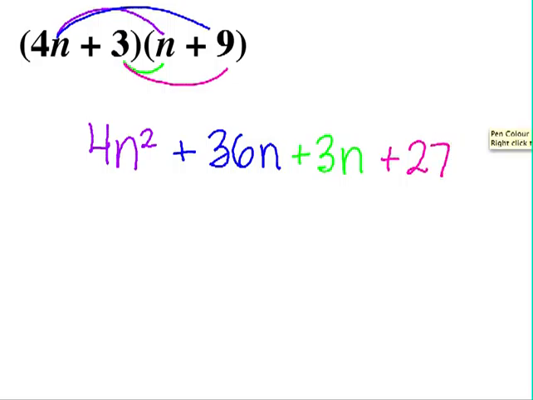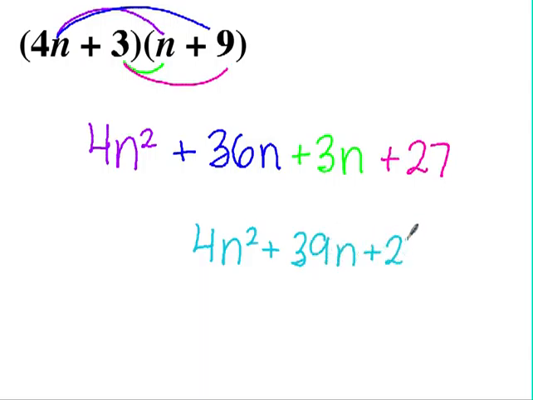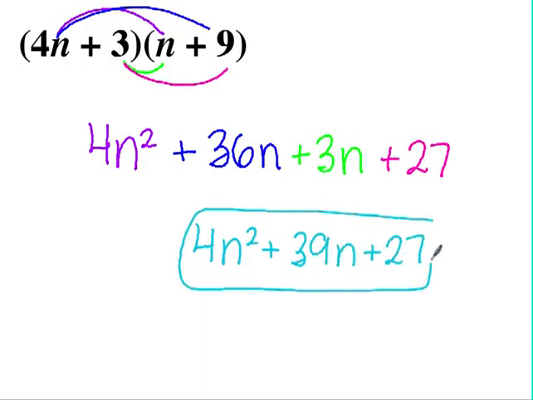So now what I need to do is go ahead and add together like terms. So my final answer is 4n squared plus 39n plus 27. There you go. Questions?